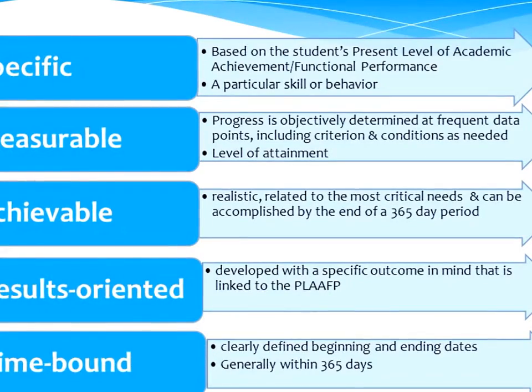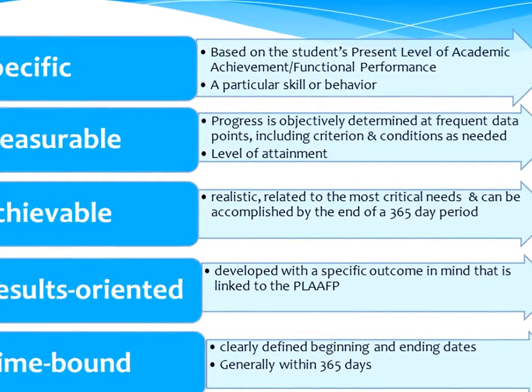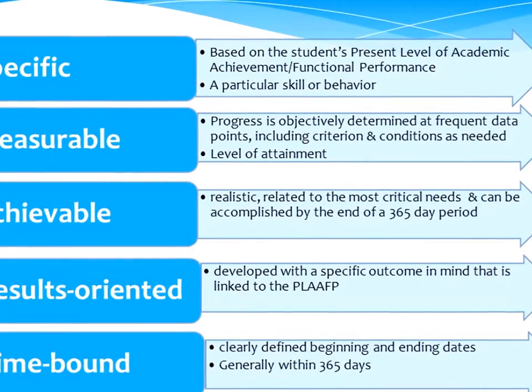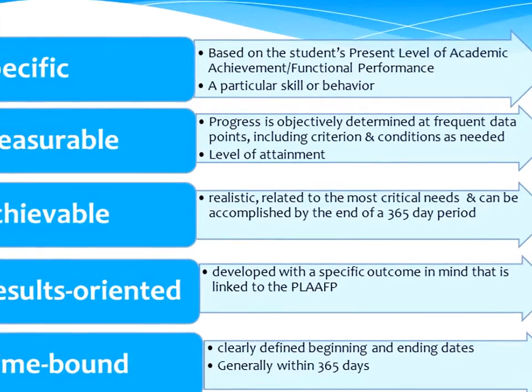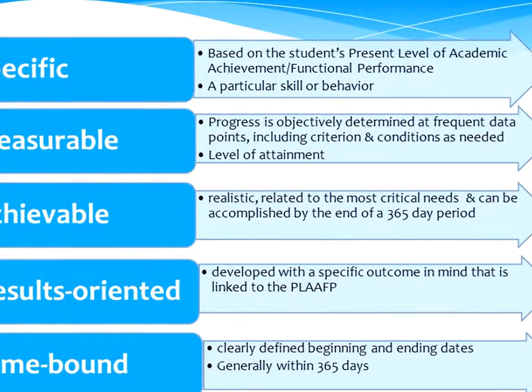Measurable means the indication of a level of attainment, and that progress can be objectively determined at frequent data points, including the criterion and conditions of performing the skill. Which leads us to achievable. This means the goal should represent what is realistic, related to the most critical needs, and can be accomplished by the end of a 365-day period.